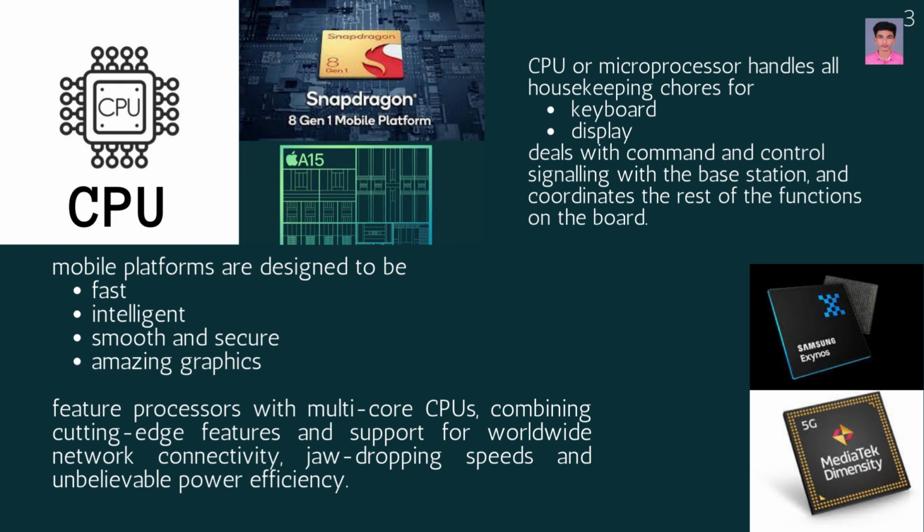So mobile platforms are designed to be fast, intelligent, smooth and secure and produce amazing graphics. The feature processors with multi-core CPUs combine cutting-edge features and support for worldwide network connectivity, jaw-dropping speeds and unbelievable power efficiency. So a CPU determines the mobile device's power efficiency, speed and smooth and secure features.